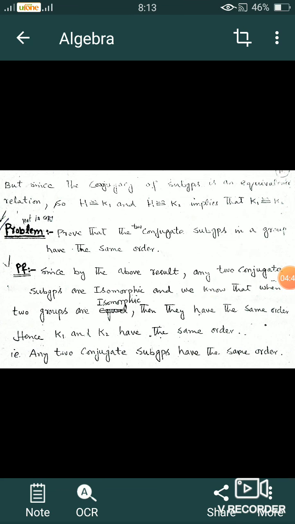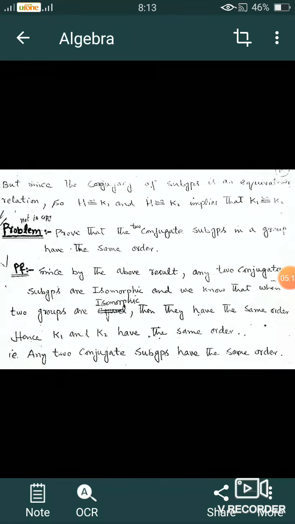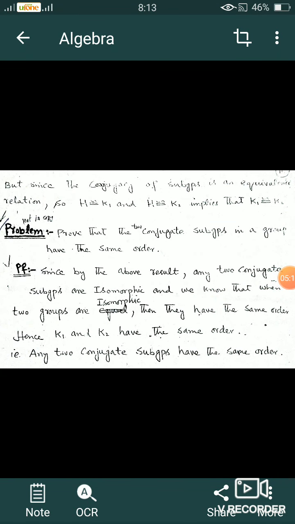Now we have the next theorem: prove that two conjugate subgroups in a group have the same order. Proof: since by the above theorem any two conjugate subgroups are isomorphic, we can prove this result, and we know that when two groups are isomorphic, they have the same order. Hence K1 and K2 have the same order, that is, any two conjugate subgroups have the same order.